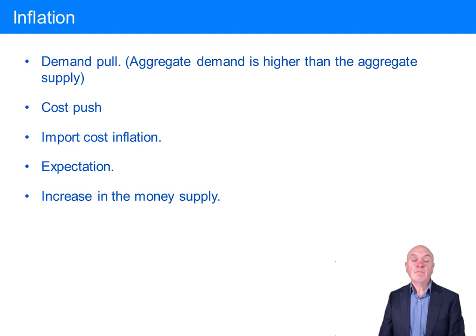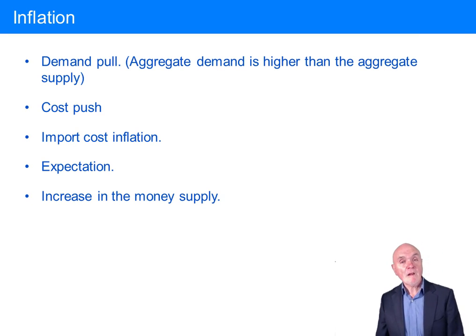You have cost push. For example, a large manufacturer gives a very generous wage rise to its staff. The goods will cost more to produce, and therefore the manufacturer will charge more to consumers for those goods, and this is a cause of inflation. Import cost inflation. For example, oil. So if oil supplies increase in price and you're importing your oil or your gas supplies, then of course you're importing inflation into the domestic economy.